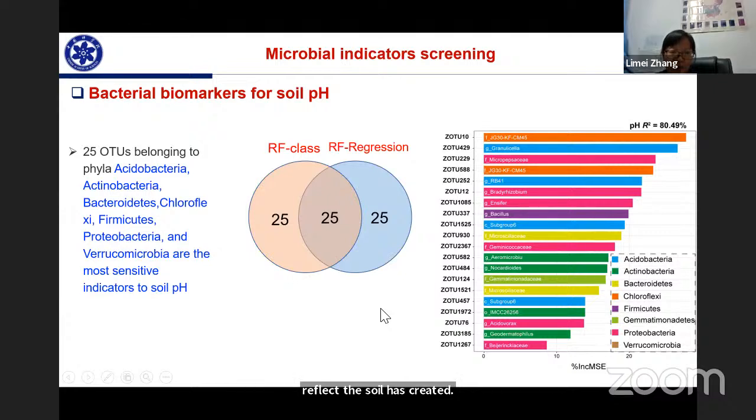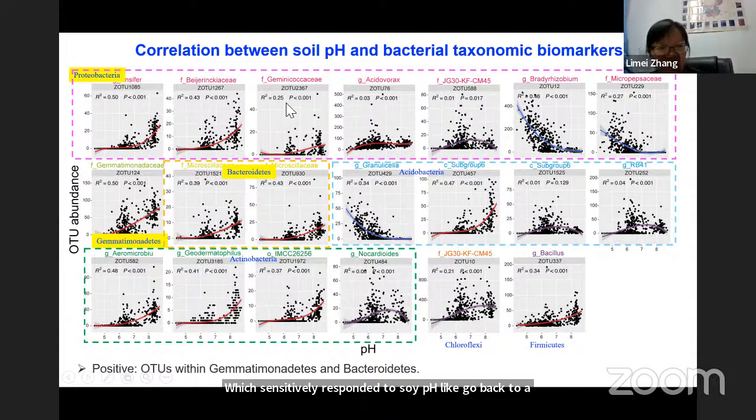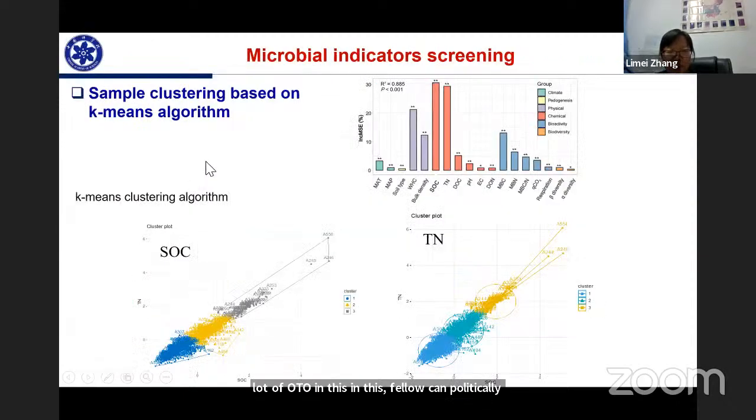But for soil pH, it's quite easy to identify some taxa, some bacteria or fungi groups which sensitively respond to soil pH. For example, a lot of OTUs in this bacterial phylum are positively related with soil pH. We also tried all 13 parameters, but only pH, SOC, and TN gave very reasonable results. And SOC and total nitrogen can also be grouped into three groups corresponding to the low, medium, and high SOC or total nitrogen grades.